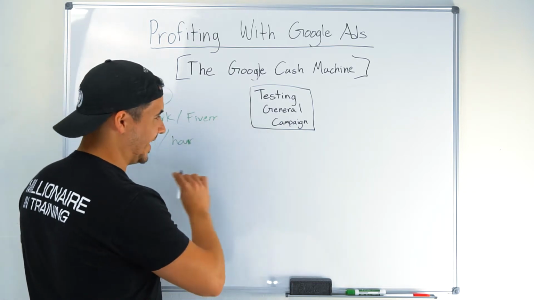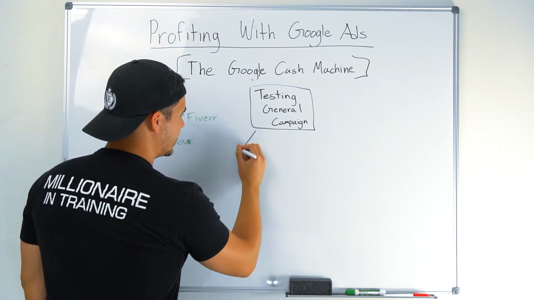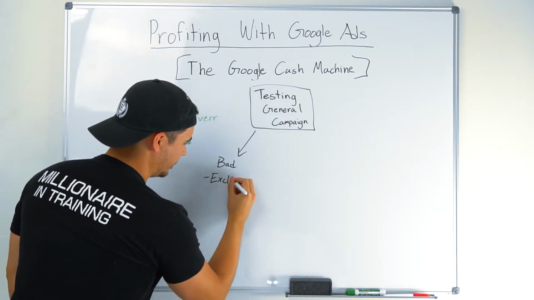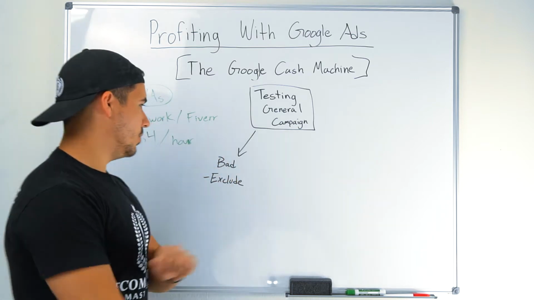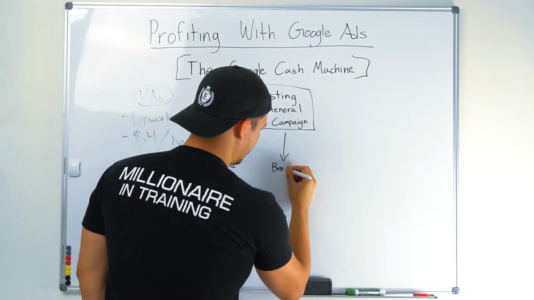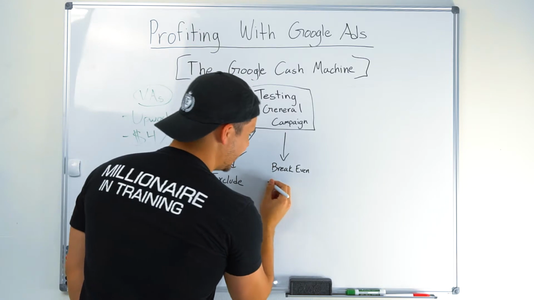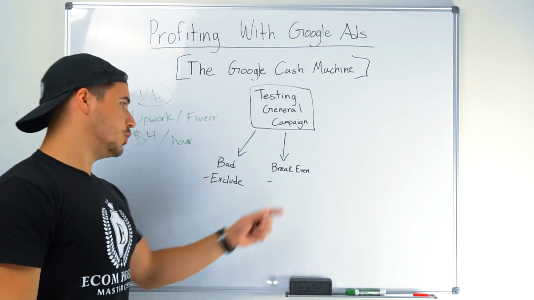Which we do really, really simple. All the bad products, all we do is exclude them. That's it. We're done with them. No more. Break even, so for this part, it's kind of up to you.